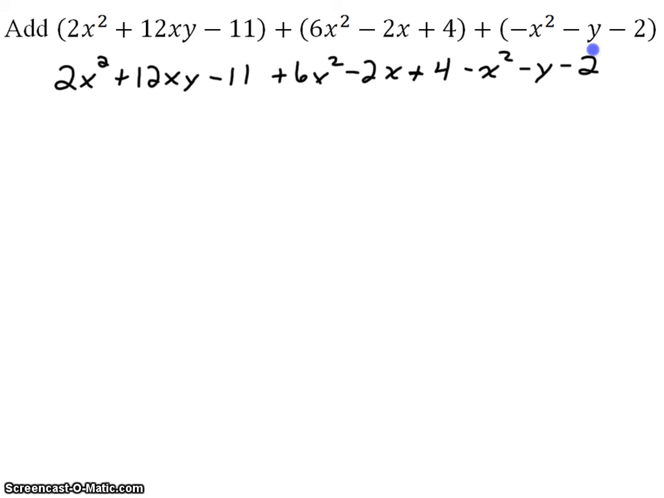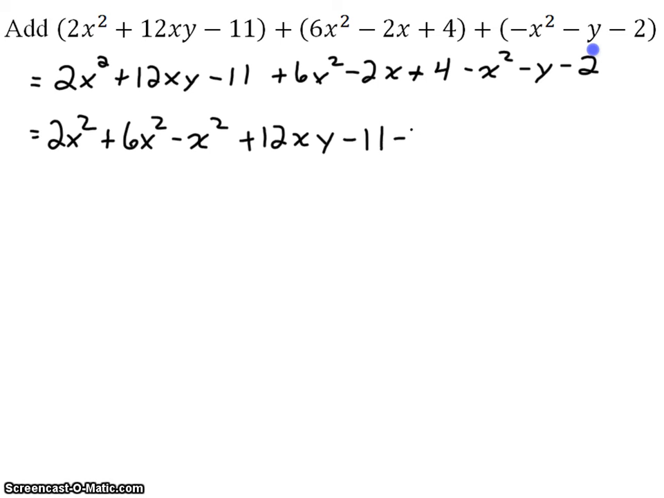Now we just find anything that are like terms. 2x squared plus 6x squared minus x squared. So I can rearrange those like terms using the commutative property. Plus 12xy. And I don't see any other xy's. Okay. Minus 11 minus 2. There's a minus 2 at the end there.